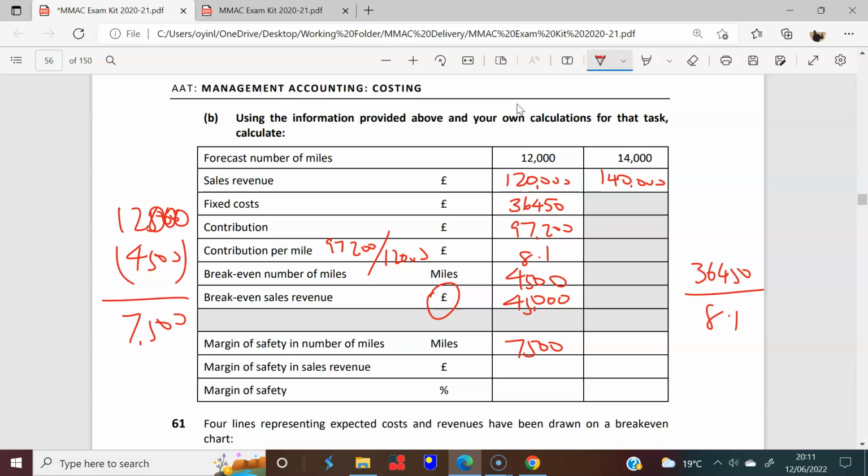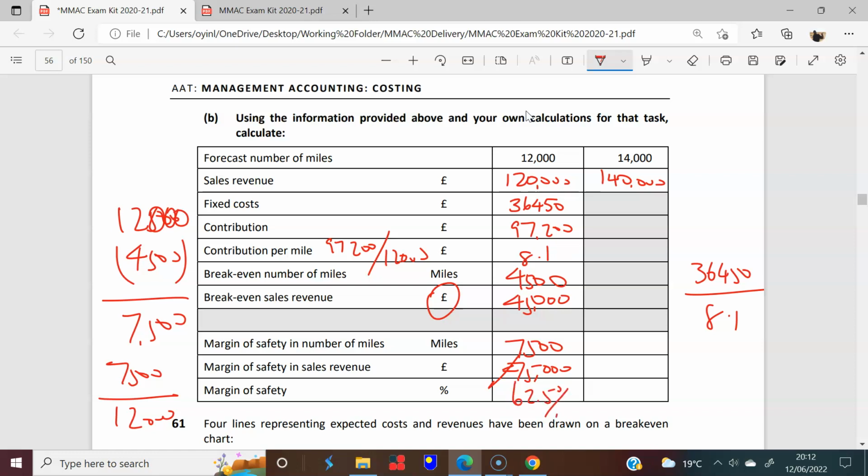And in revenue, of course, this is again multiplying this by 10, and that's £75,000. And then the margin of safety percentage, of course, is the 7,500 divided by the 12,000. That's important, right? It's the 7,500 divided by the 12,000, which is of course equal to 62.5%.